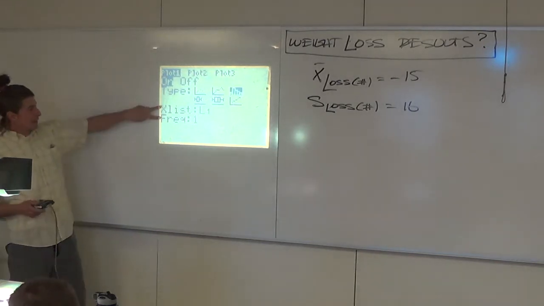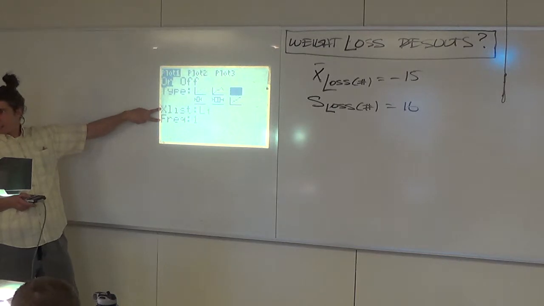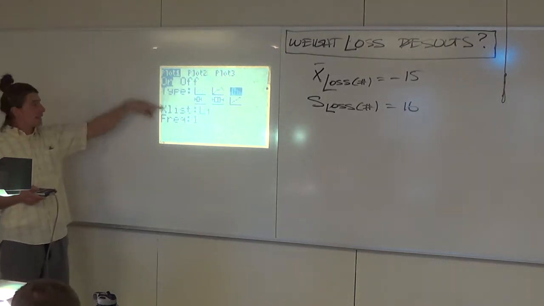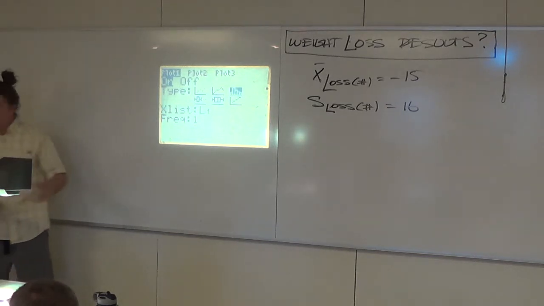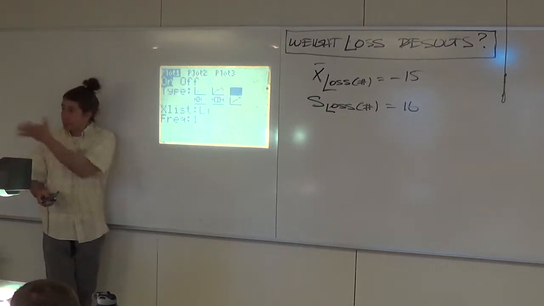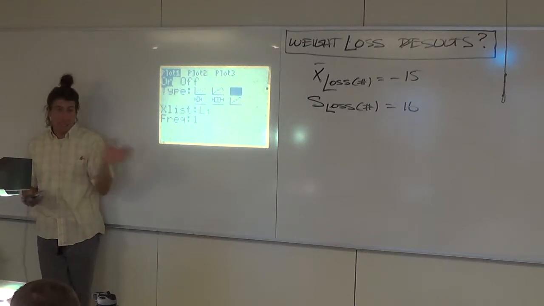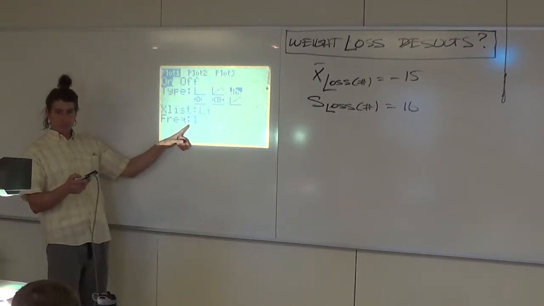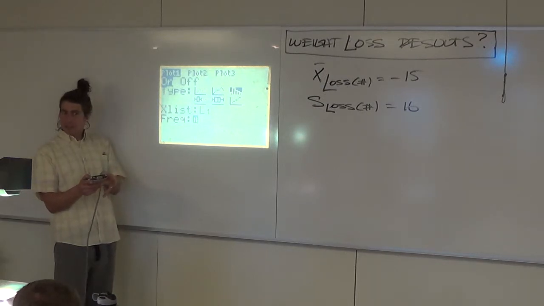Now at this point, I think it probably changed just like mine did. XList is L1 and frequency is 1. What that means is your data is in L1. The answer is yes, it is. And should we count each of those data points one time? And yes, we do, because it's raw data. What if it's not? Mine says L3. If it says L3, just arrow down there, push the alpha button, and type the number 1.